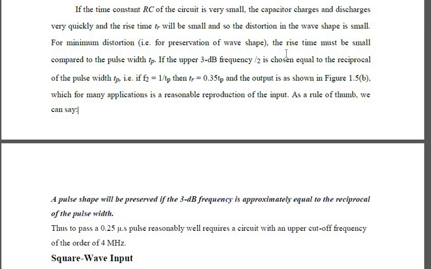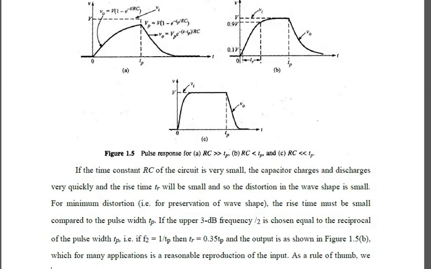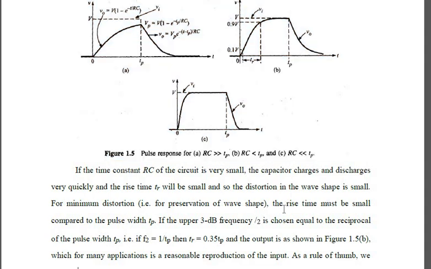I will show 0.35 of TP in terms of the figure. See here, your TR is 0.35 times your TP. If TP equals 1, then your TR is 0.35. This is the condition, and your F2 should equal 1 divided by TP. So this is the condition.